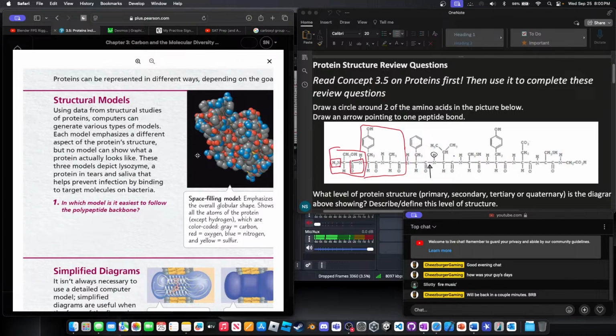Okay, guys, I'm back. Sorry, I forgot to take my dog out. So there's our polypeptide chains. We're going to continue on with our protein structure study.